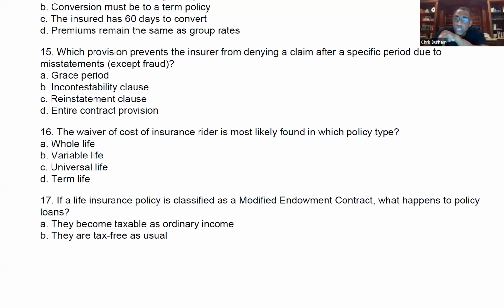In fact, this question is kind of related to the question we had earlier when it asked about what basis is tax on, and the answer was last in, first out, LIFO. And this is saying basically it's still a tax question.